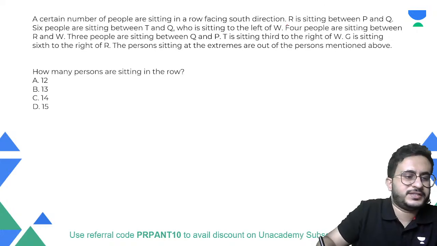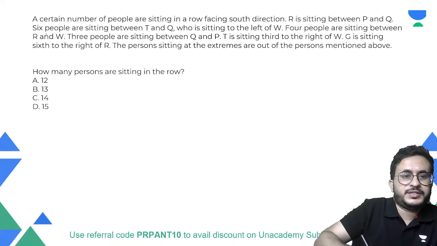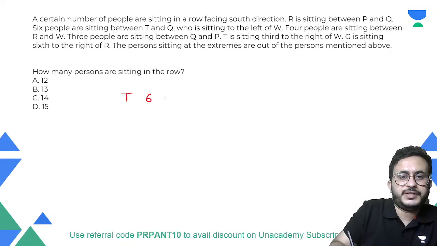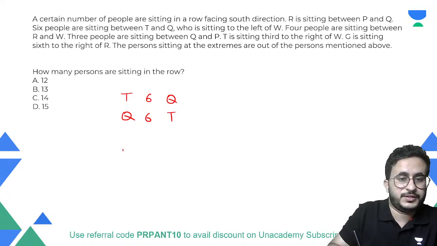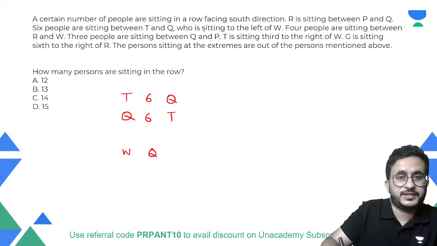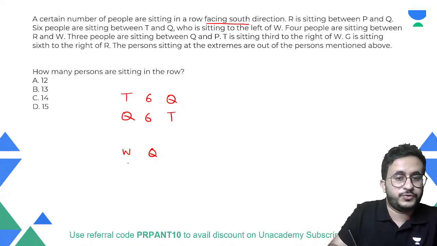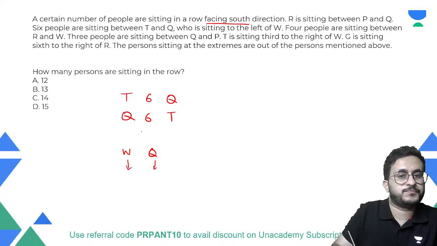That is okay. That's a vague statement between P and Q. Six people between T and Q. Okay, six between T and Q, or it could be QT like this also. Q is sitting to the left of W. So if W is here, then Q will be this side, since they are facing south. So Q is sitting to the left of W.